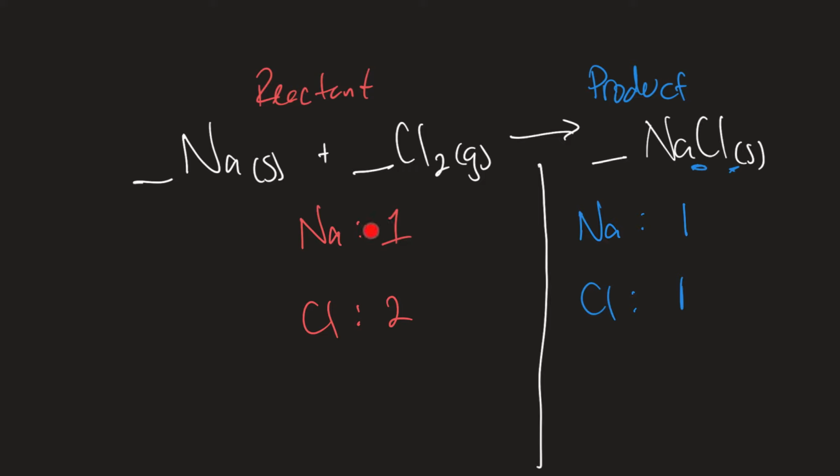So if I look here, I'm looking at sodium. My sodium is 1, and my sodium here is 1. So it's okay, we're good here. Both of them are the same number. So let's look at the second one. I have chlorine that's 2 here, and I have chlorine that's 1 on the product side. So we are trying to make that the same number as well.